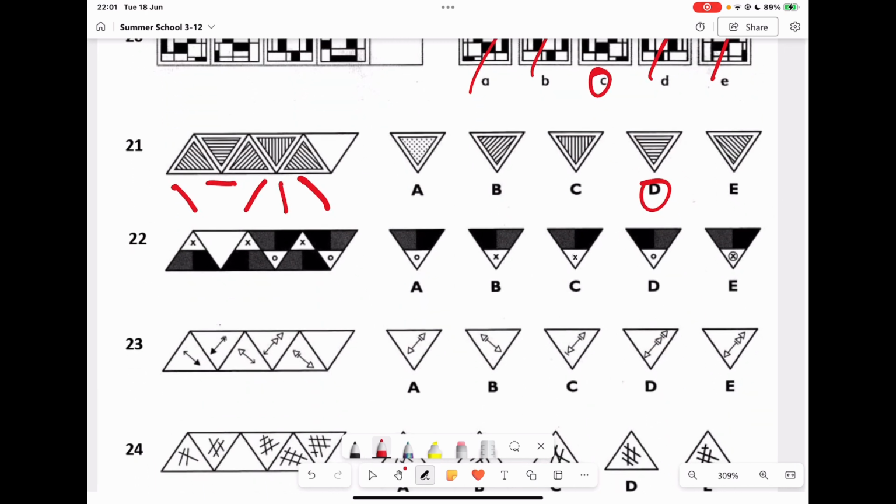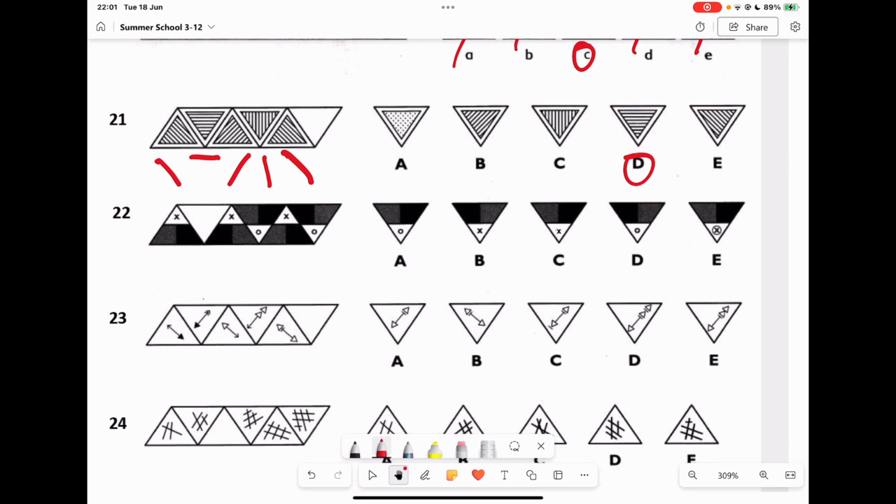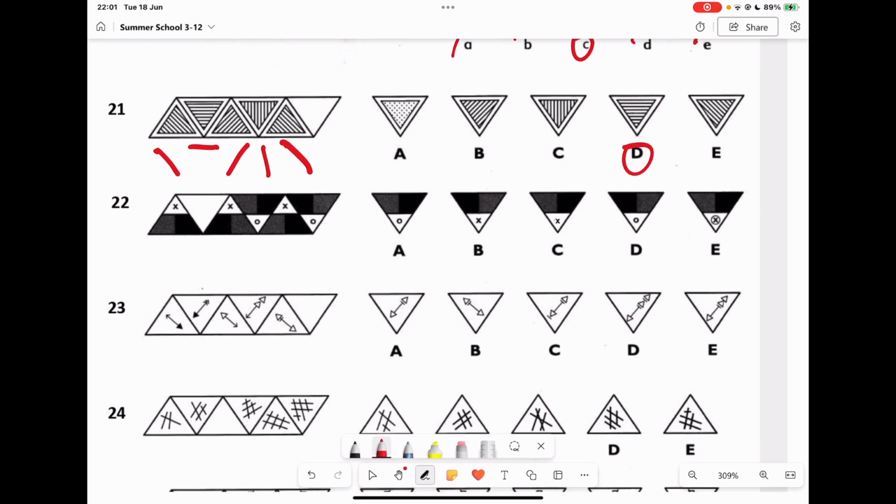Okay, next we have 22. We're going to assume that it's asking for an answer here. Oh no, it isn't. No, there's an empty space. It's asking for an answer here.